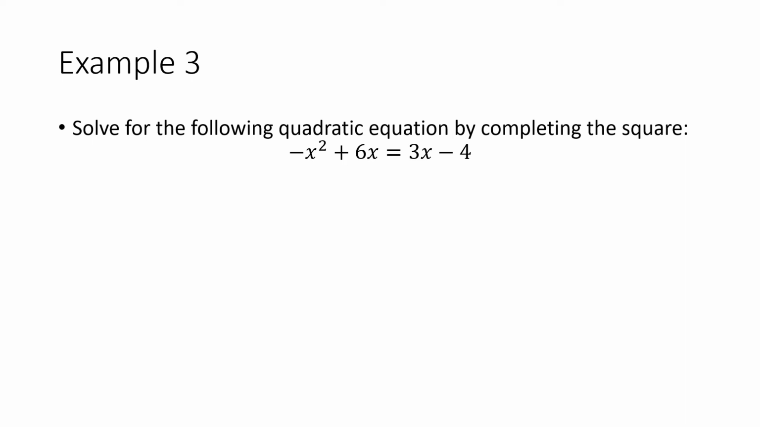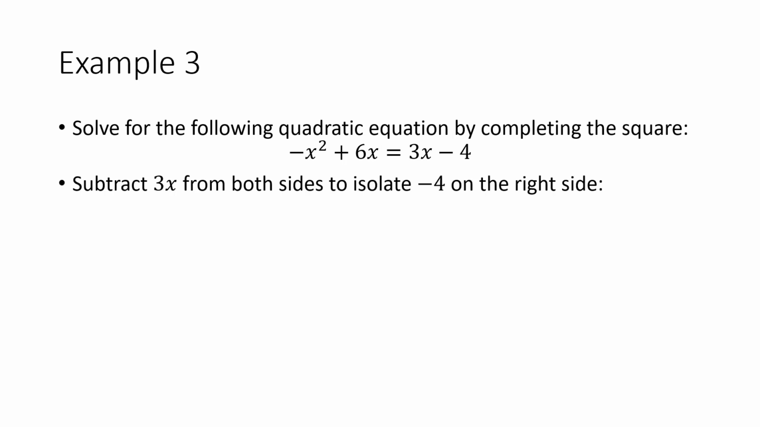So we will first start by subtracting 3x from both sides of the equation to isolate negative 4 on the right side. So it'd be negative x squared plus 6x minus 3x equals negative 4, and then simplify that by collecting like terms. Negative x squared plus 3x is equal to negative 4.